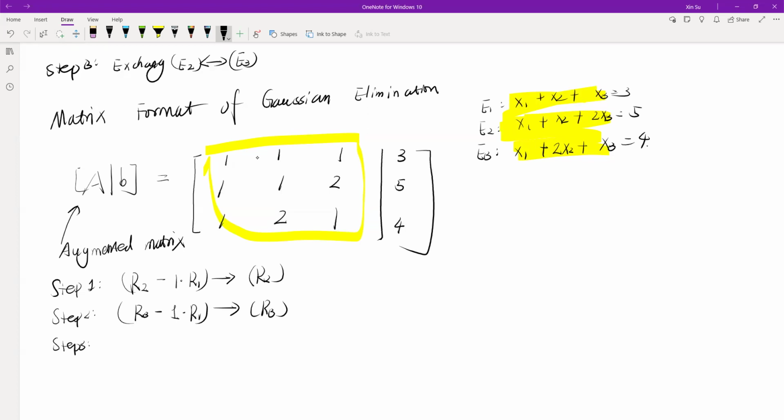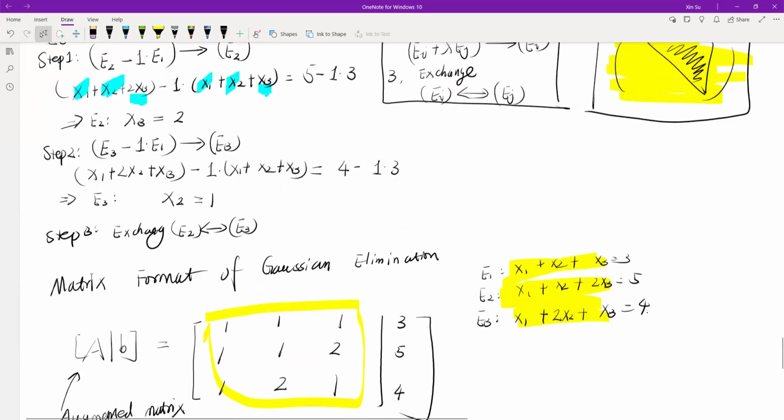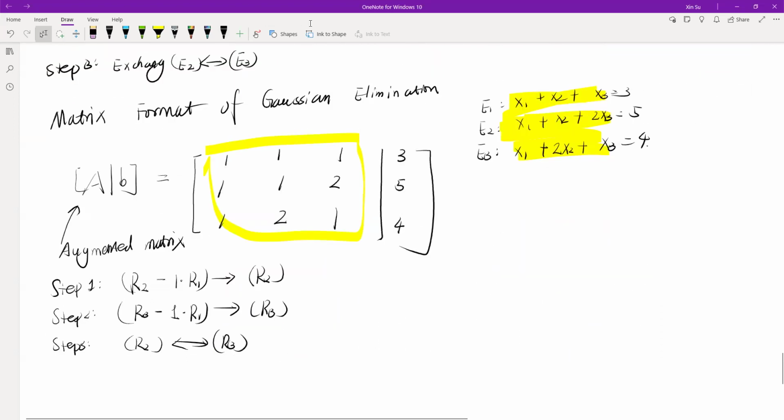And then in step 3, we do row 2 and row 3 exchange. If you do the computations in matrix format, you will immediately get this. For step 1, you can write the results this way. For row 1, you would get 1, 1, 1, 3. Let me see, this one should be 0, 0, 1, 2, and then 1, 2, 1, 4. And this is the result for step 1.